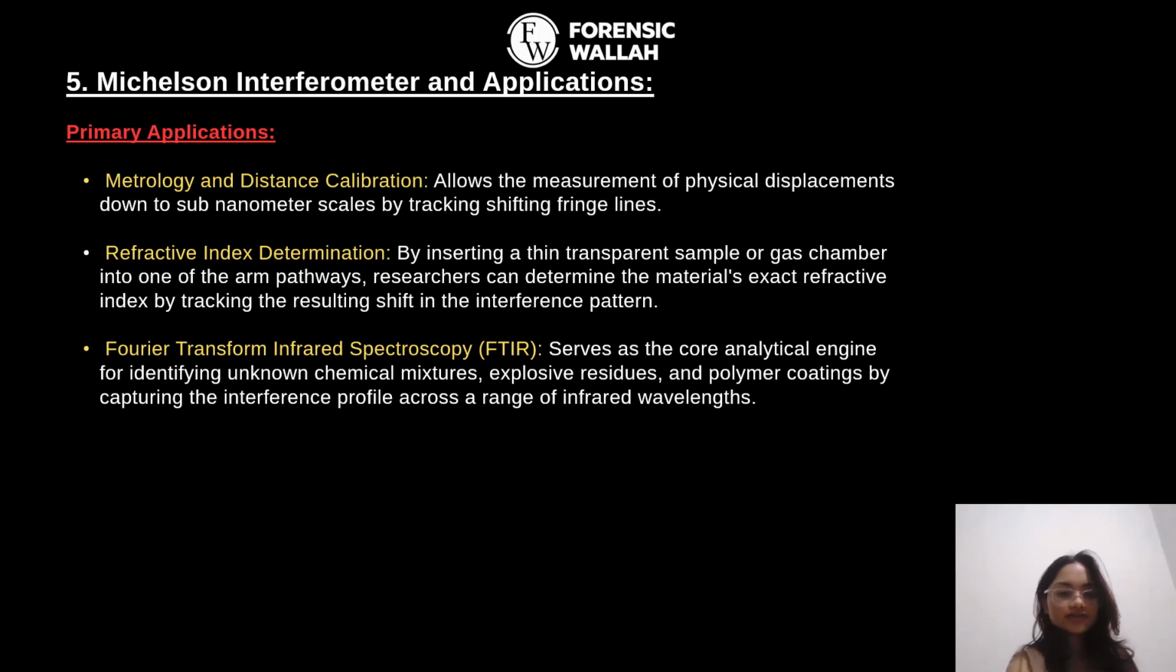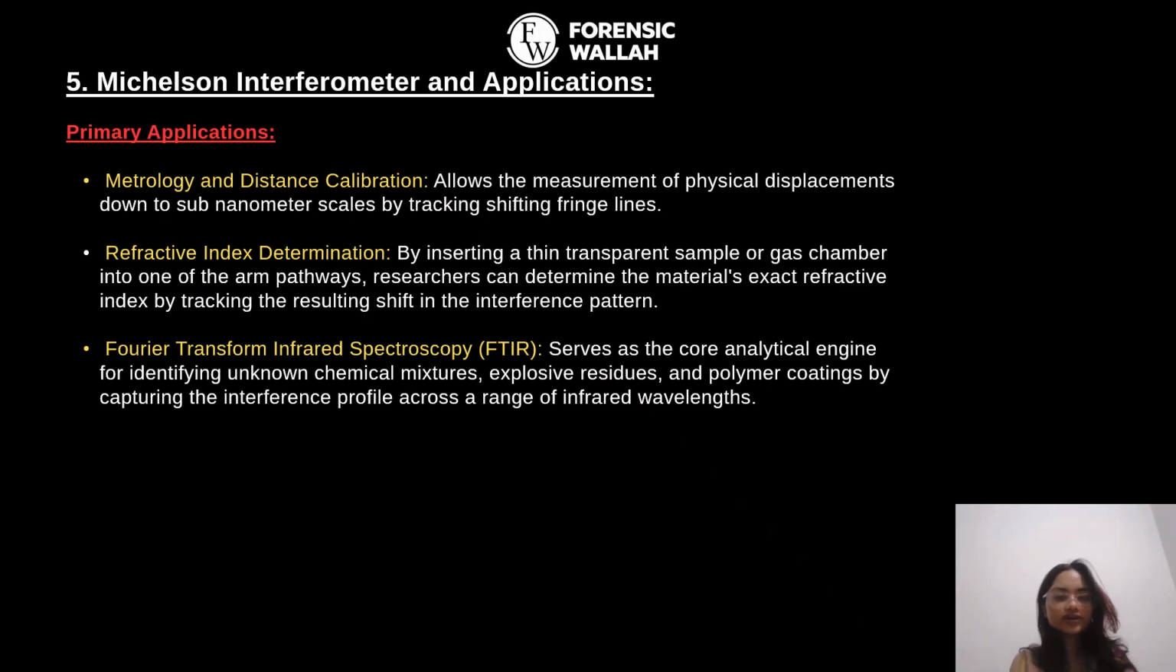The second one is refractive index determination. If we insert a thin transparent sample or a gas chamber into one of the arm pathways, the light slows down in that arm. By tracking the resulting shift in the interference pattern, researchers can calculate the material's exact refractive index with high precision.